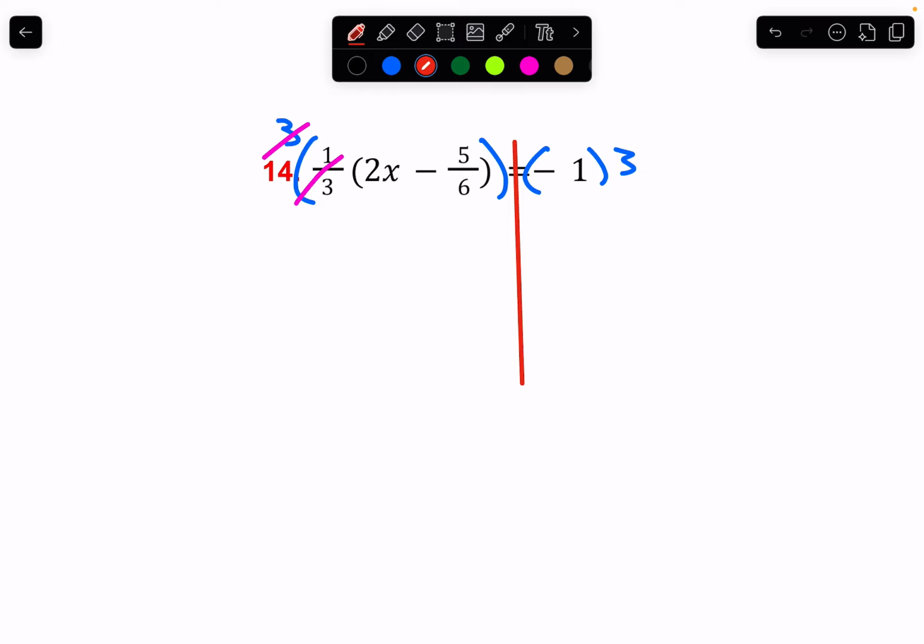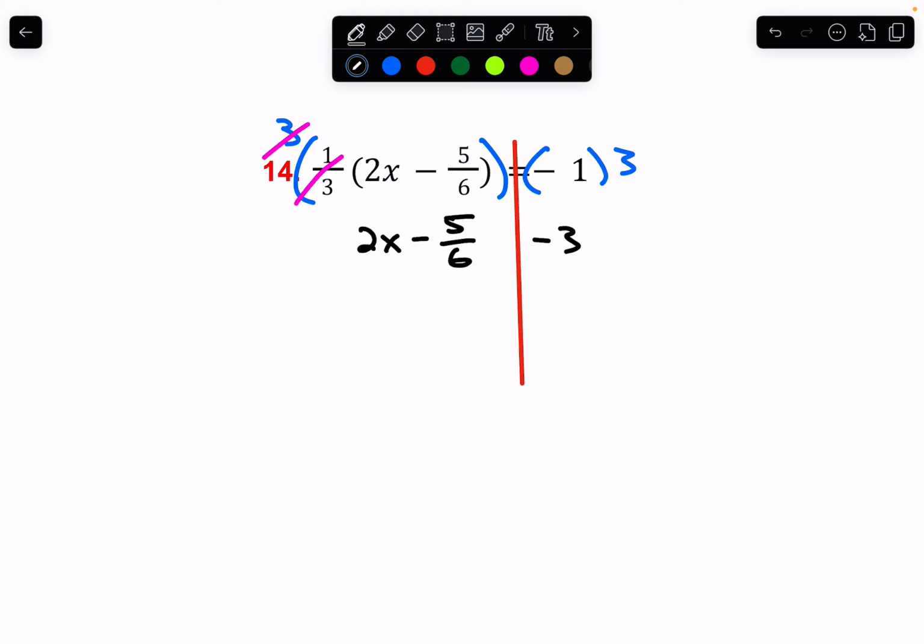Okay, when I do that, on the left, the 3 canceled out the 1/3, and I just have 2x minus 5 over 6 left. And on the right side, negative 3. So now, technically, I could just add 5 over 6 to both sides, and there's nothing wrong with that. That's perfectly fine. But then I'm going to have to find a common denominator with the 3, and I don't really want to do that.